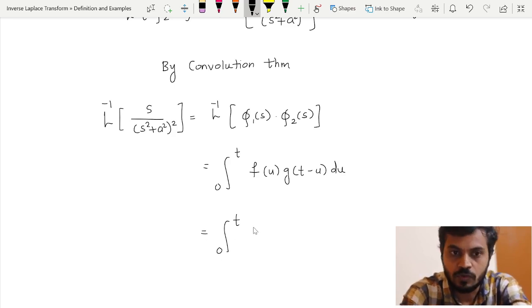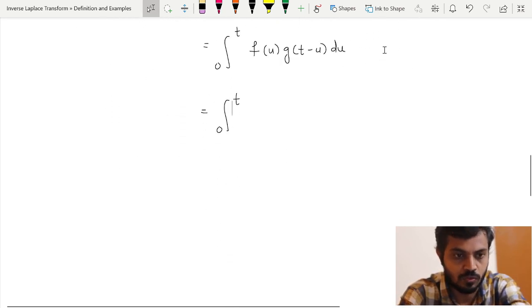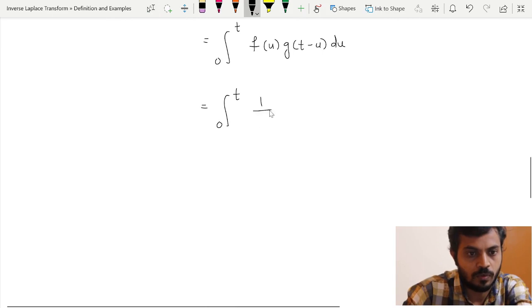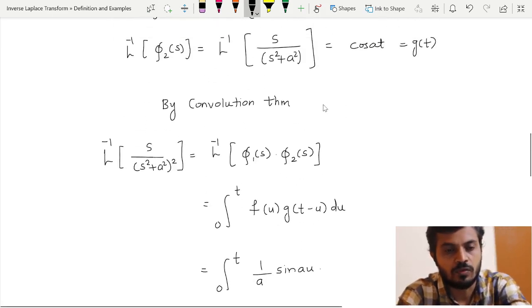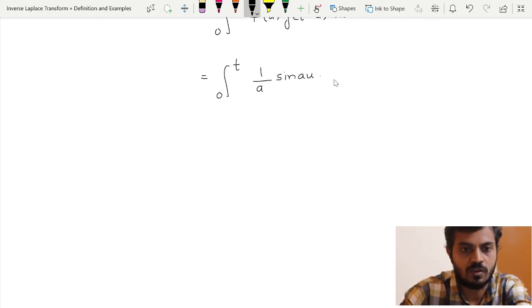Now what will be my f of u? Since my f of t is 1 upon a sine at, my f of u will be 1 upon a sine au, right? So I will write here 1 upon a sine au multiplied by, and what will be my g of t minus u? It will be cos a inside the bracket t minus u, du. Which is further equal to integration 0 to t.